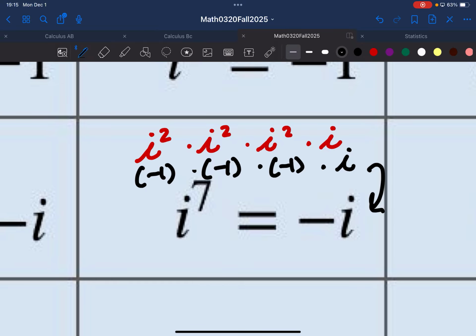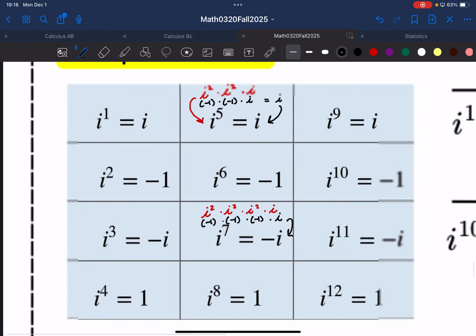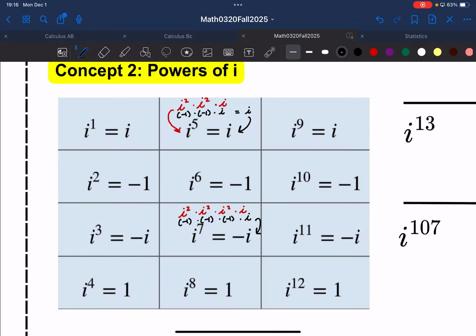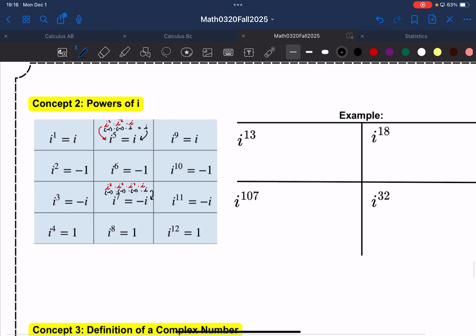If you didn't have the cheat sheet, but will you have the cheat sheet? You will. It's more of keep this in mind for the next class after this class. Okay, so let's look at these examples. We have i to the 13th. How do you know it's -i? We're going to go through the steps.